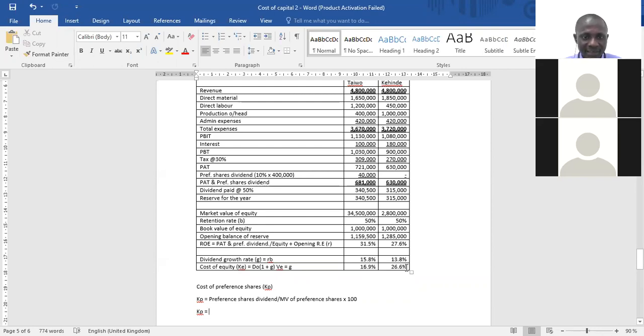What is our dividend for Kehinde? 315,000. Yes, 315,000. Now, our growth rate is what? 1 plus G, don't forget. And growth rate is 13.8. So that's going to be 1.138. So multiply 315,000 by 1.138. We will have 358,470.